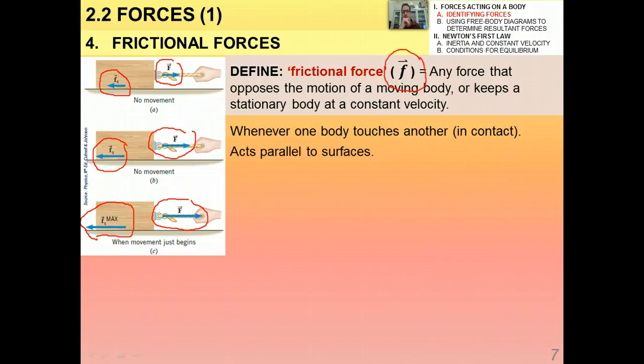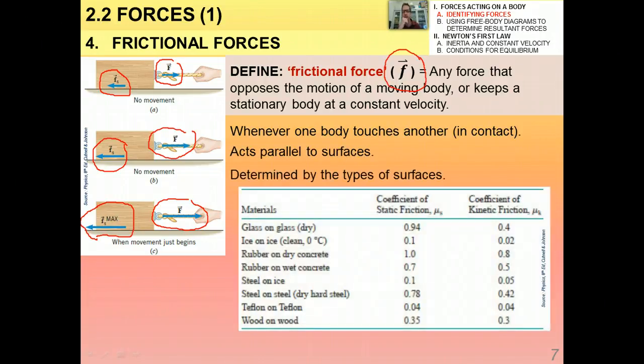So the frictional force acts parallel to two surfaces in contact, and is determined by the types of surfaces. For example, if you have ice sliding along ice, this thing called the coefficient of friction gives you an indication of how much friction there is. Ice on ice would be very low. Steel on steel would be a little bit more. If you really want to get a lot of friction, you would use something like rubber. Here you go, rubber on dry concrete. That's a relatively very high coefficient of friction. Or sandpaper on rubber, or two sandpapers rubbing together. That's a lot of friction there.